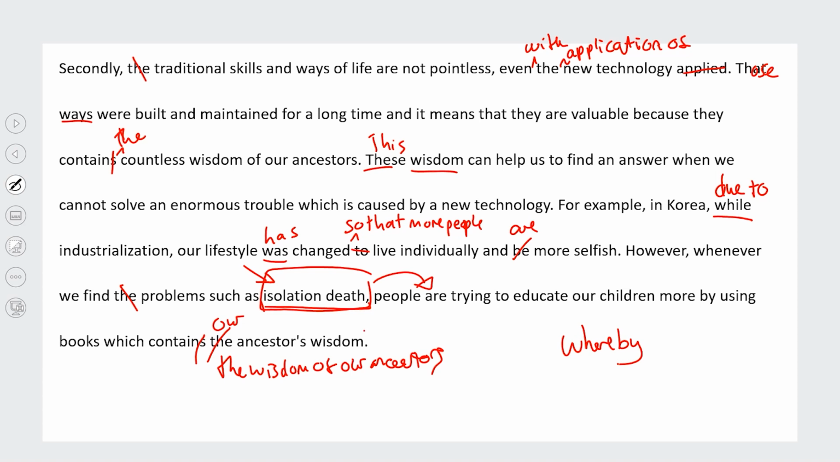Okay, and then again, I think this just is tell me more. Like what kind of wisdom? Because I don't really know what isolation death is, I can't imagine what kind of wisdom is written in old books. So you would need to be more specific. So if I was going to make something up, I would say, by using books such as the traditional Korean poet so and so and so, who gives us wisdom about how to live a more connected life. And then studies have shown that people who read this book tend to be less lonely, or something like that.